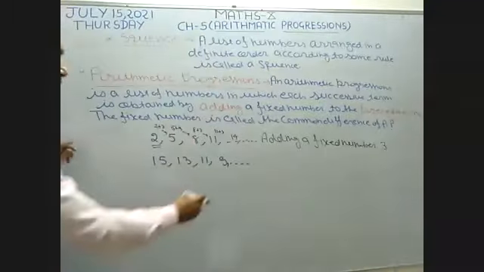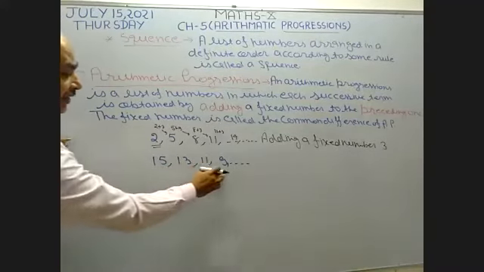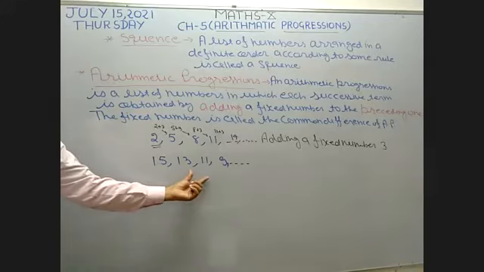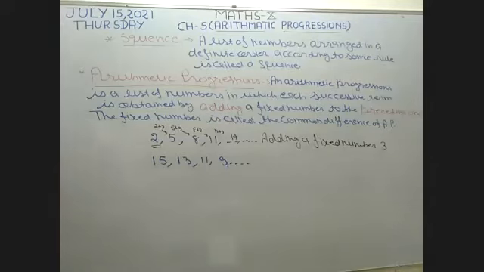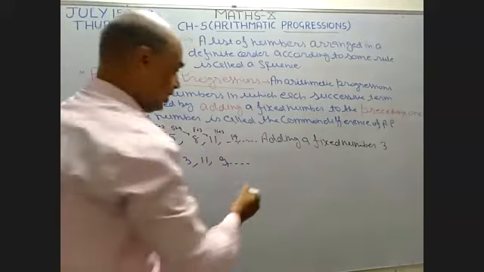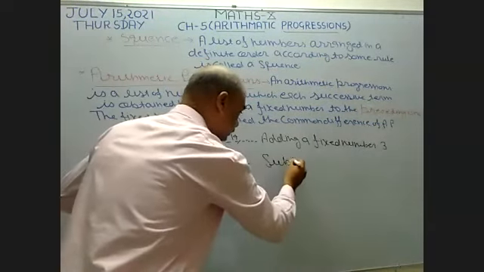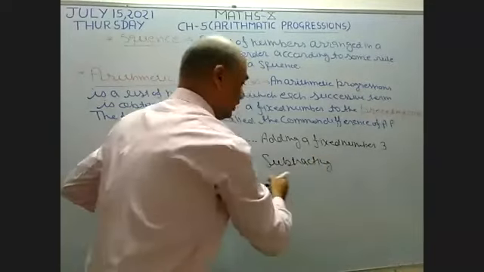Now see, next sequence I write here 15, 13, 11, and 9. Which rule do they follow? If you know the answer, then send me a message in my chat box. Minus 2. Okay, minus 2, subtraction. Yes, subtraction. You have to write subtracting a fixed number.